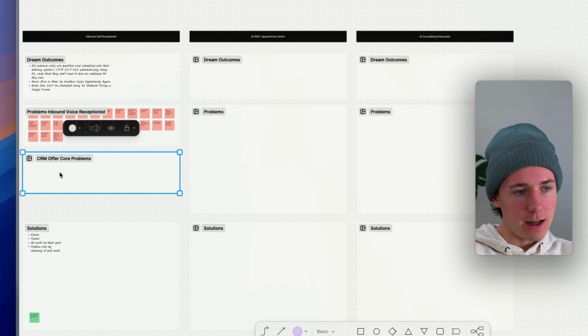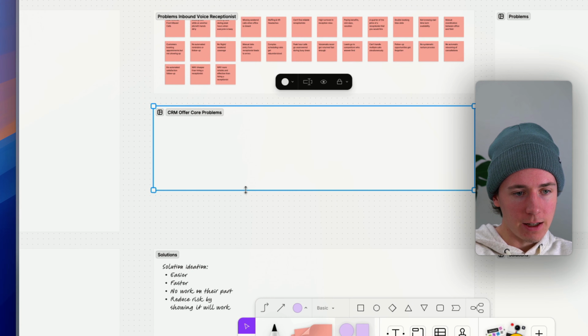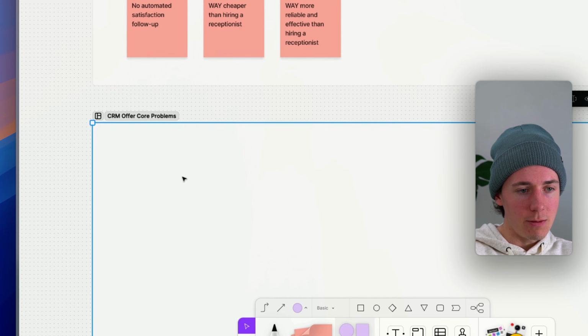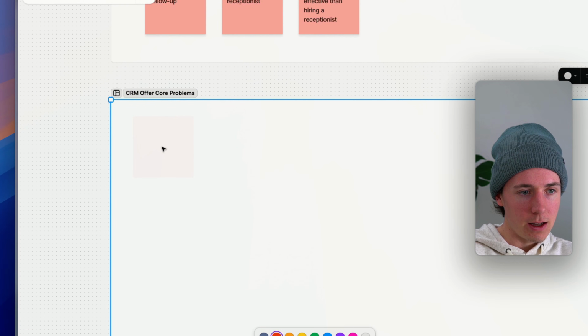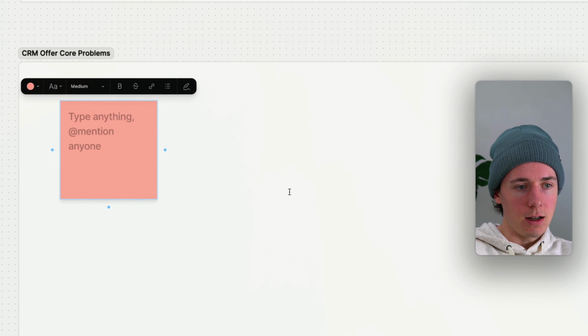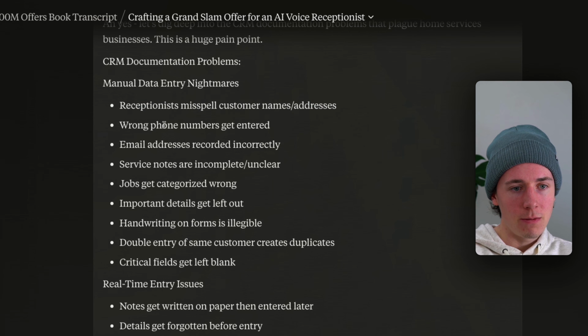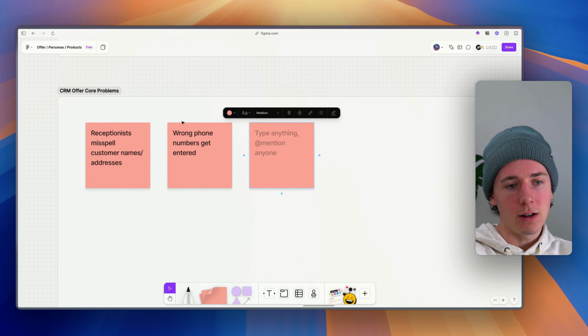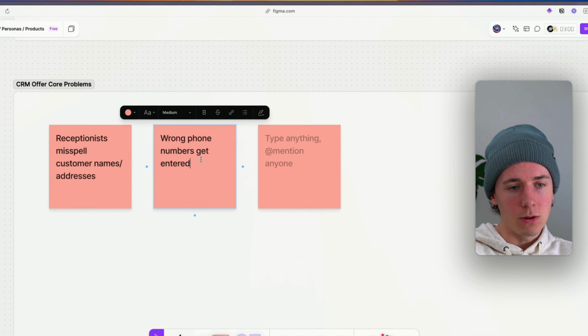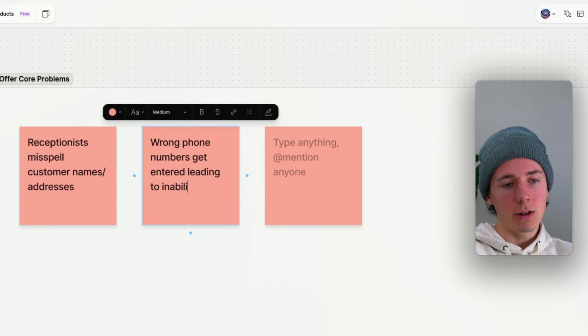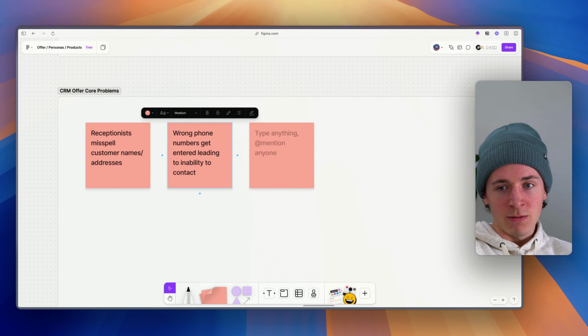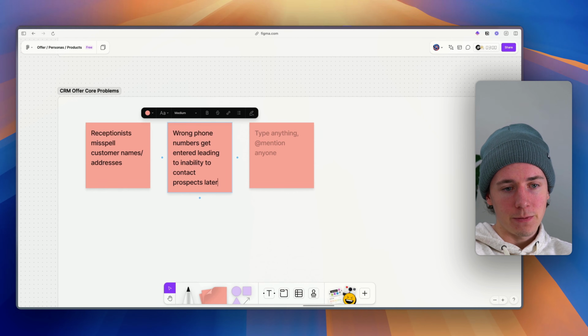So if we add this down here, let's add in some CRM problem statements. This is going to be something like: receptionist misspells customer names in CRM, wrong phone numbers get entered, leading to inability to contact prospects later.